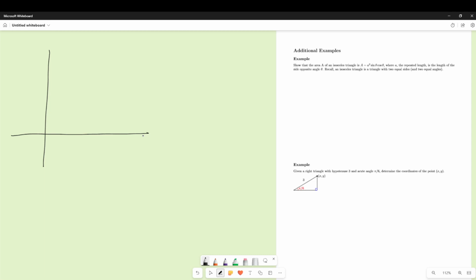Sorry, let me read. Always read your problems nice and slowly and a couple times. So the area A of an isosceles triangle, there it is, where A is the repeated length. So A is the repeated length, and is opposite angle theta. So that's angle theta, and technically that's angle theta.